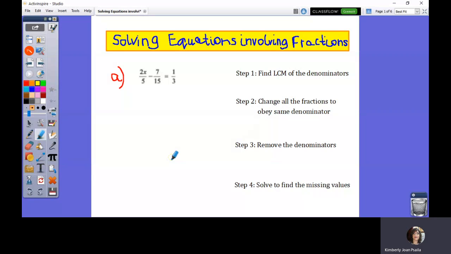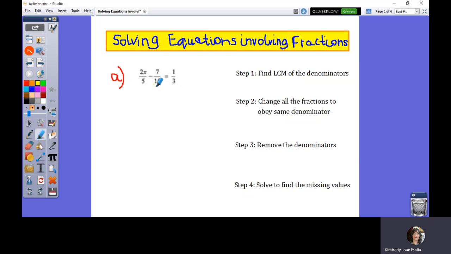Hello everyone. So today we're going through further examples regarding solving equations involving fractions. In this video we're going to talk about equations of this type. When you have equations like this, you have to obey certain rules. Step one is to find the least common multiple of the denominators. Here the denominators are 5 and 15.